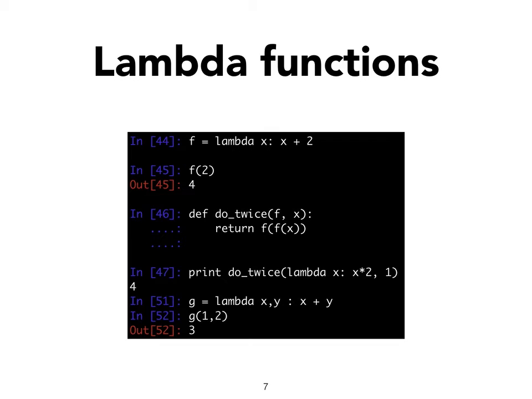Finally, we make a new lambda function, we call it g, and g takes in two parameters, x and y, and it outputs x plus y. And now we can see that g of 1, 2 gives 3 as we expected.